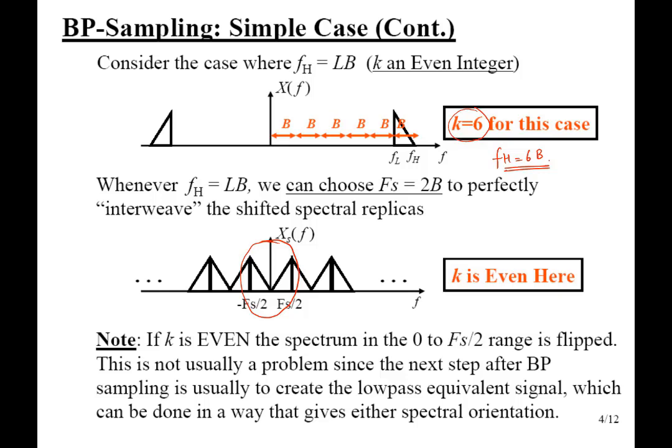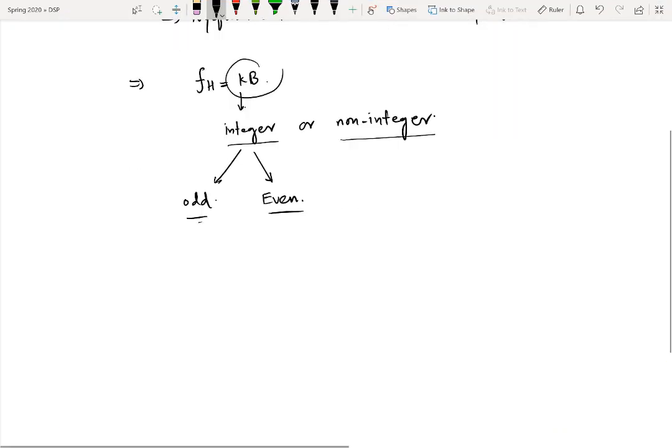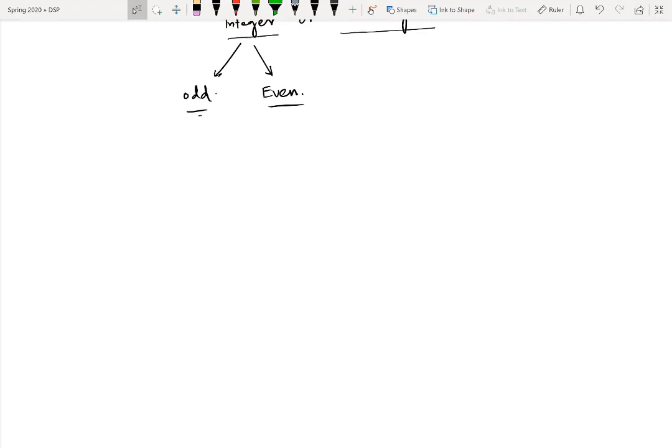But remember, it is not always true that k is an integer. In most cases, k is not an integer. Therefore, this approach cannot be followed in general. We need to formulate a generalized mechanism to find the conditions on the sampling rate at which we need to sample the passband signal so as to avoid aliasing, right? So for this, we consider a generic model and try to find the criteria for sampling passband signals.